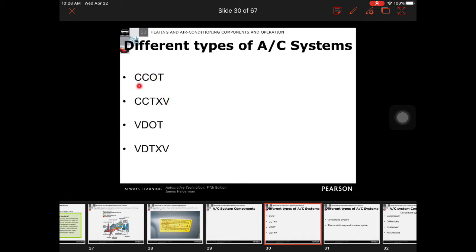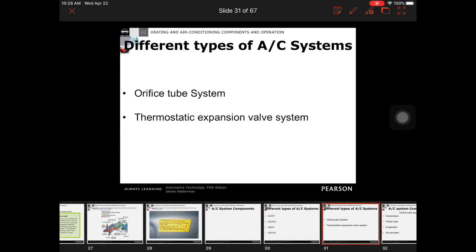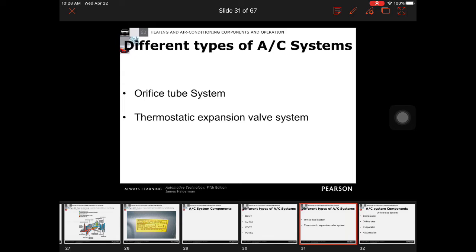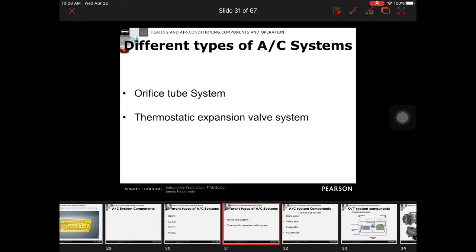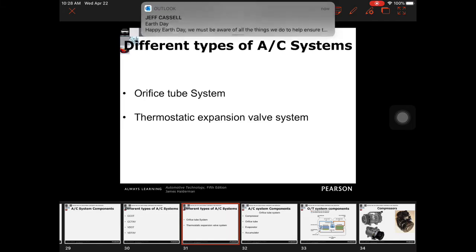So what we're going to talk about first is a CCOT, which stands for Cycling Clutch Orifice Tube, okay? There are two basic types of systems. There is an orifice tube system, which we're going to talk about first, and then there is also a thermostatic expansion valve system, or a TXV, okay? They are pretty similar. They're both going to get to the same result. One of them is a little bit more efficient, the other one's a little bit cheaper. But today we're going to focus on the orifice tube system. It's a little bit simpler and cheaper and easier for us to understand.